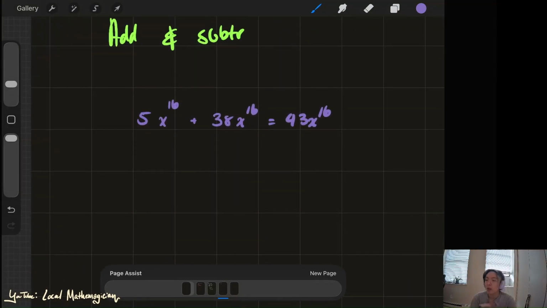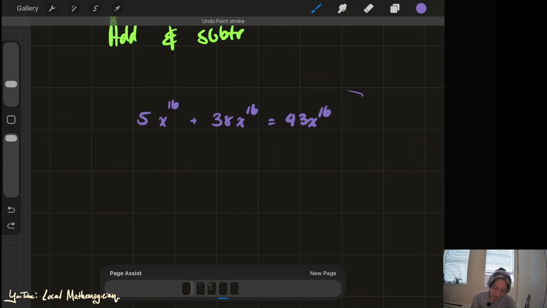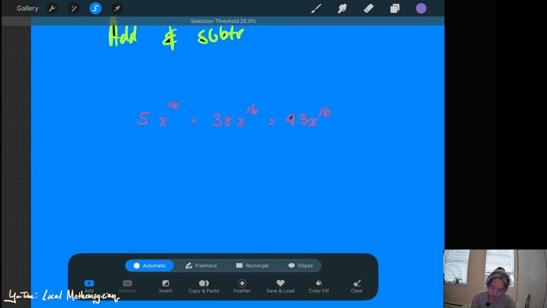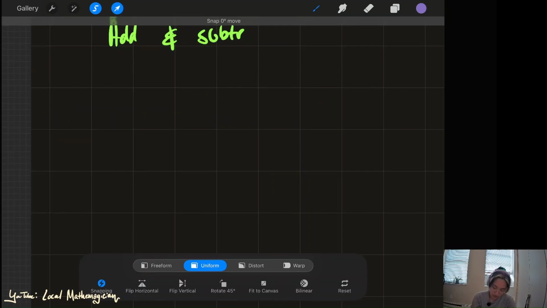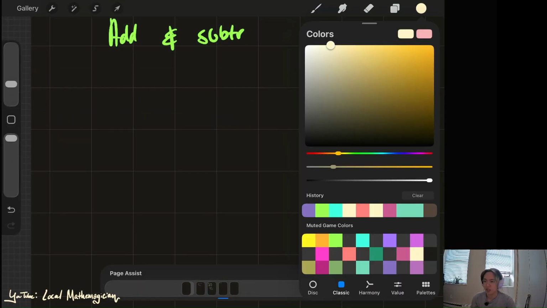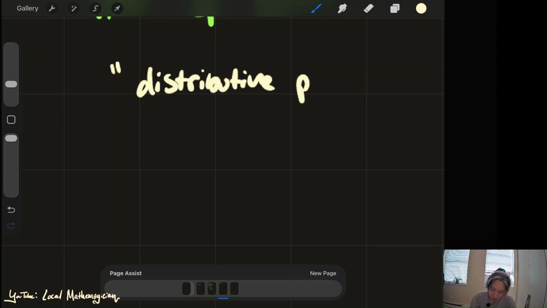Anyway, like we're talking about adding polynomials, that's how you do them. Adding radicals is no different. You can do it through the distributive property.